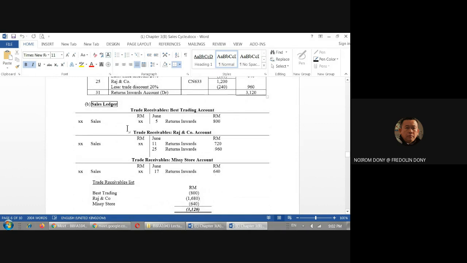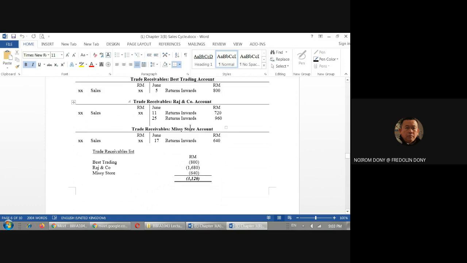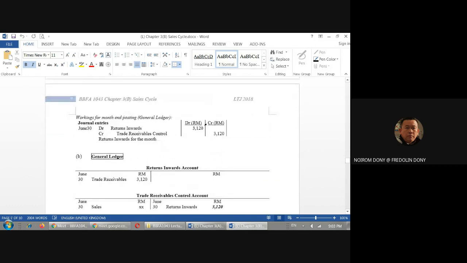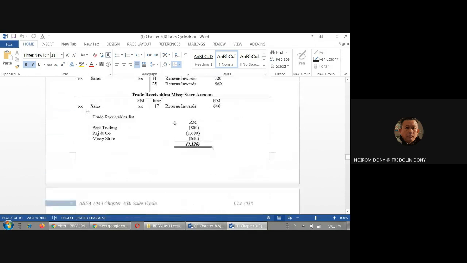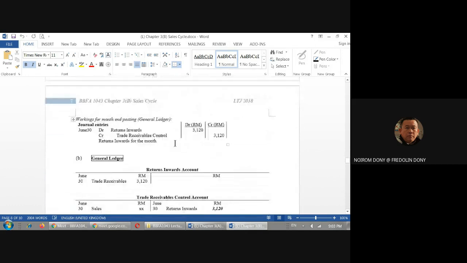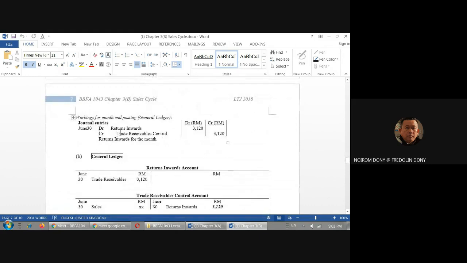So this is showing you what are the possible entries that we have in the trade receivable. This is what we have discussed just now, sales. And the journal entry, like what I've said to you, is only trying to explain how to do the debit and credit, just like the purchases.